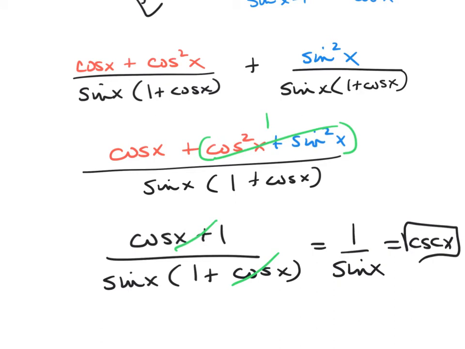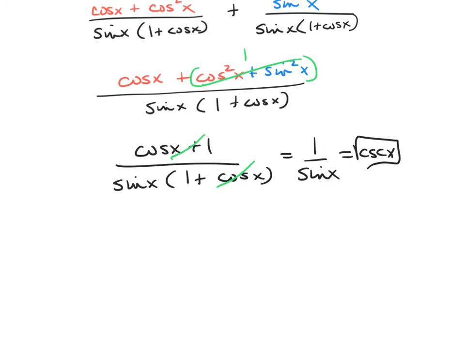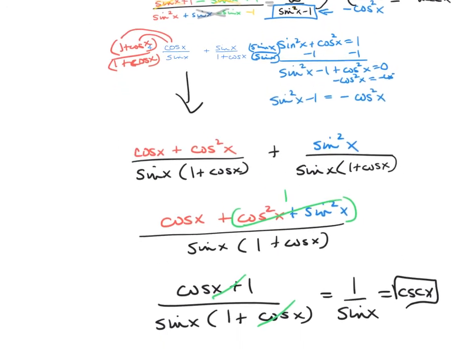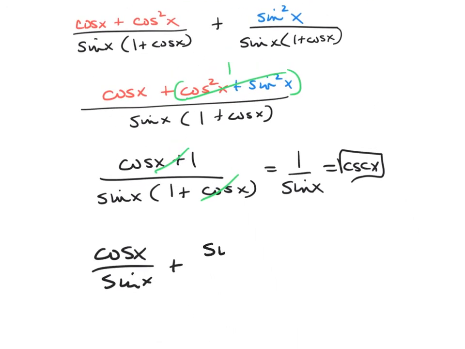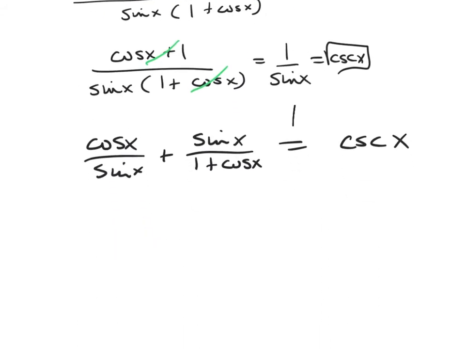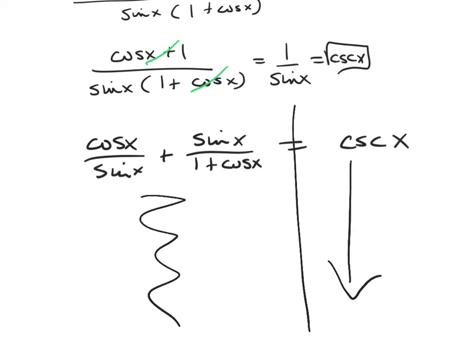So your original problem could have started out by giving you cosine x over sine x plus, is that the original problem? Yes. Over sine x, 1 plus cosine x, and it would be set equal to this. And then what you would do is draw a line. You're going to bring this thing straight down, and then you're going to show all the work that I just did for simplifying that thing to make it look like this.